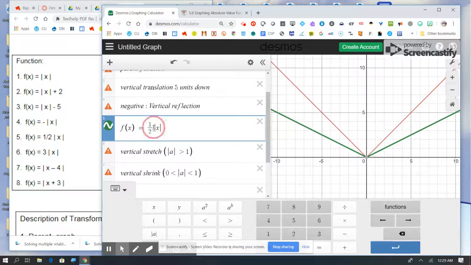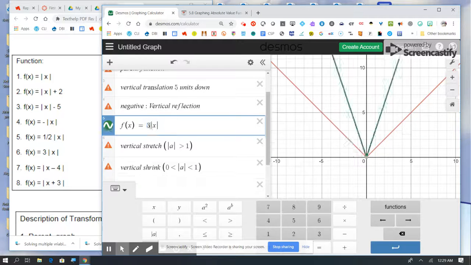What about if we change it to 3? What happens? Now it becomes narrow, right? So we call it a vertical stretch, because when you stretch, it becomes taller, skinnier. Whereas shrink is like squeezing it down so it becomes wider. I hope that makes sense to you.